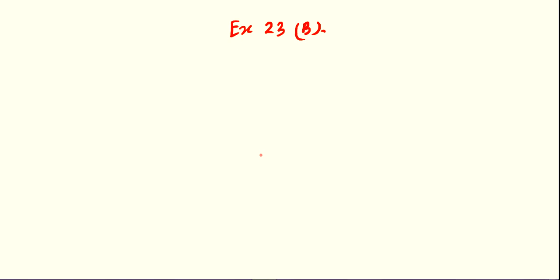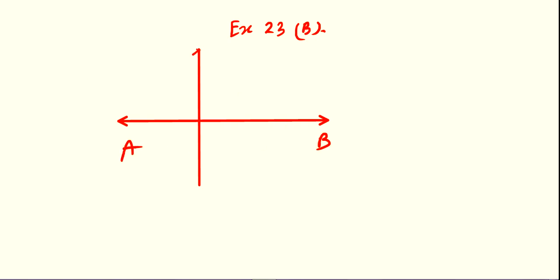Before that, you should know how two lines are said to be perpendicular. Two lines are said to be perpendicular to each other if they contain an angle of 90 degrees between them. That means, suppose you have line AB and one more line PQ. This is your line AB and this is your line PQ. If they contain an angle of 90 degrees between them, the lines are said to be perpendicular.